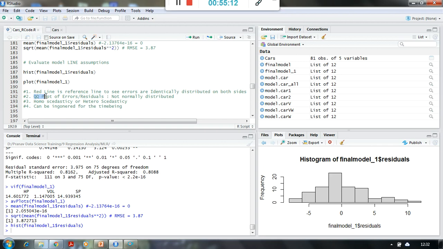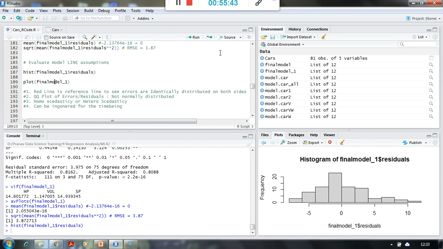Then we are going to plot a QQ plot to check whether the residuals are normally distributed or not. A QQ plot is also used like a histogram to check whether the data has a normal distribution or not. Then we can check homoscedasticity or heteroscedasticity, so whether the errors have constant variance or not. And the fourth one, we can ignore for the time being. So let us plot one by one.